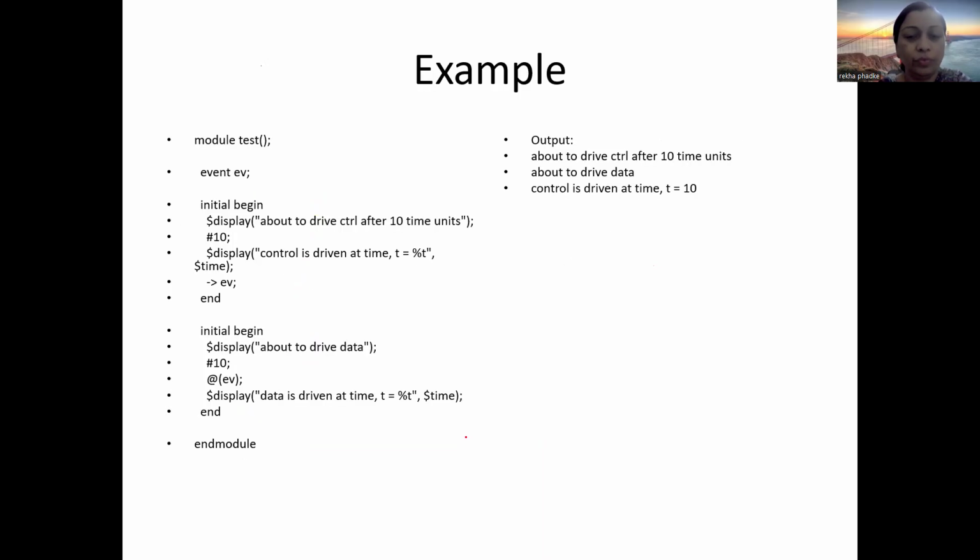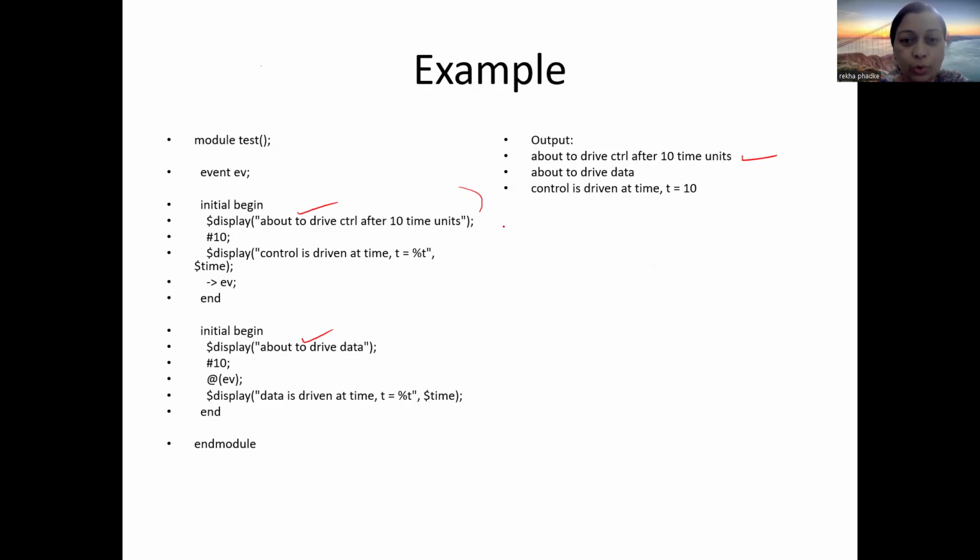Okay, so one more example here. Initial begin, $display about to drive after 10 time units, hash 10. So till hash 10, no event is triggered. So $display control is driven at time, so about to drive after 10. Okay. So this gets displayed first. Then control is driven at time t is equal to 10 gets displayed, right? This first gets displayed, then the second gets displayed, because they are not with any delay.